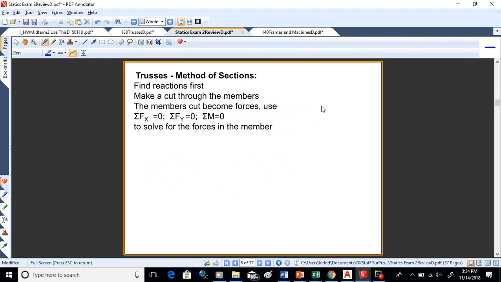Method of sections, find the reactions first, make a cut through the members. The members cut become forces, and then use your basic static equations to solve for the forces in the member. So that's just a quick run through what will be on the test on Monday. I also have some example problems from old exams that are uploaded. We'll go over those probably on Friday.